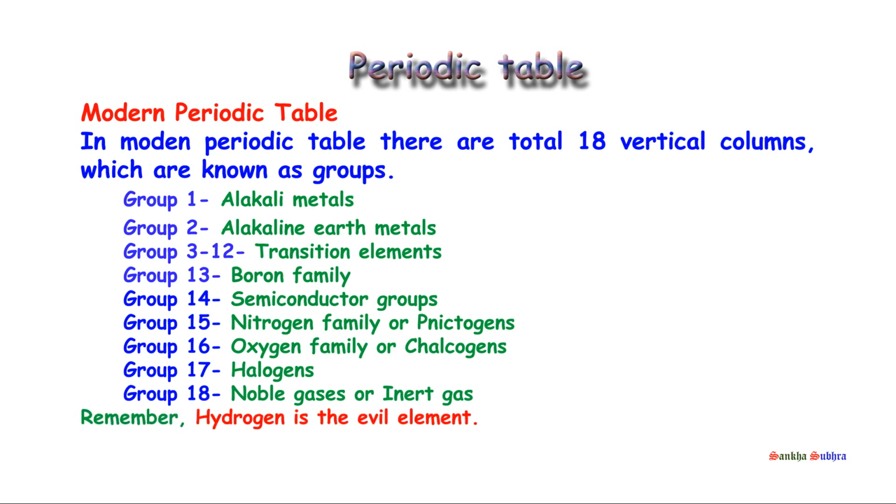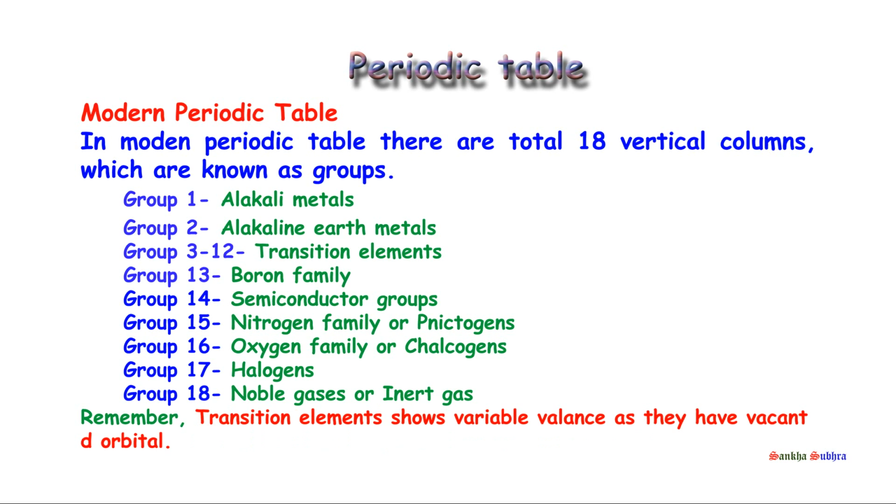Remember, hydrogen is the evil element. It can be placed in group 1 as well as group 17. That's why we have not termed hydrogen an alkali metal. And the transition metals show variable valency as they have vacant d orbitals.